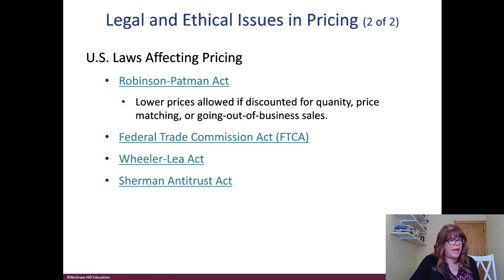The Federal Trade Commission Act was passed in 1914. It established the FTC, which had the authority to enforce laws aimed at prohibiting unfair methods of competition. The Wheeler-Lea Act of 1938 is an amendment to the FTCA. Its passage removed the burden of proving that unfair and deceptive practices had to injure competition as well as customers. And then the Sherman Antitrust Act was passed in 1890 to eliminate monopolies and guarantee competition.